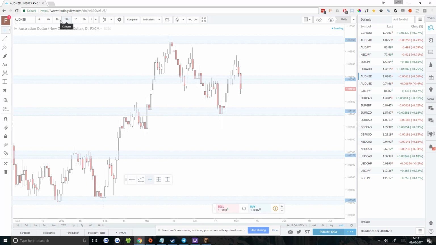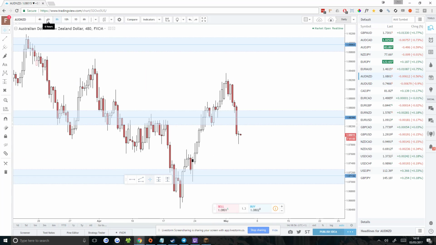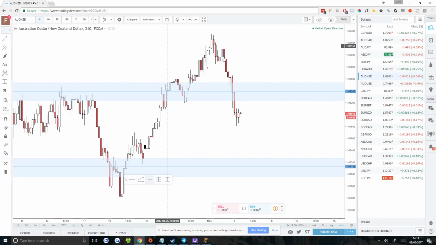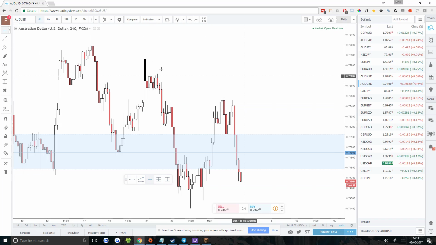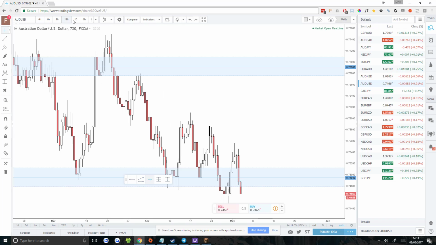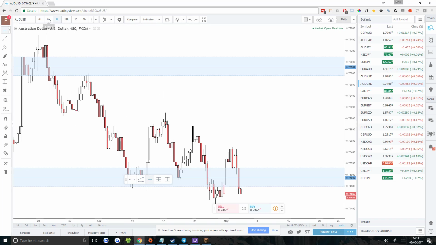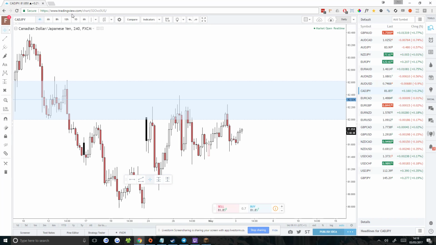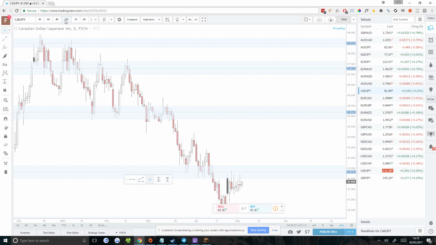Let's see what's happening with AUD New Zealand. AUD New Zealand is pushing down quite strongly, but there's no setup there right now. AUD USD is doing the same. It's a very strong move down, but as of right now, there is no setup there that I would want to trade. CAD-JPY, what's up with CAD-JPY?